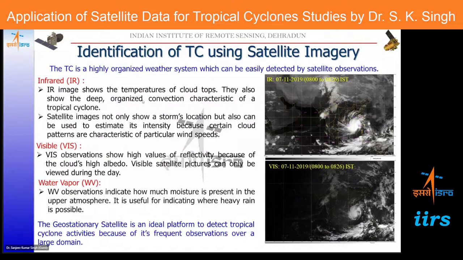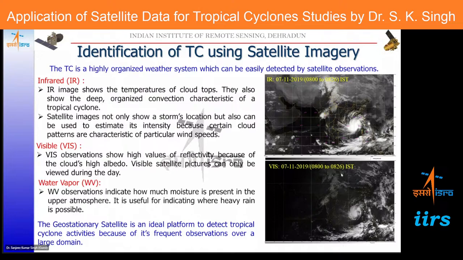Also, once the IR image is available, you can find the deep convective cloud over the tropical cyclone region. Not only the storm location, you can also find the wind speed, because certain clouds can give information about the wind.